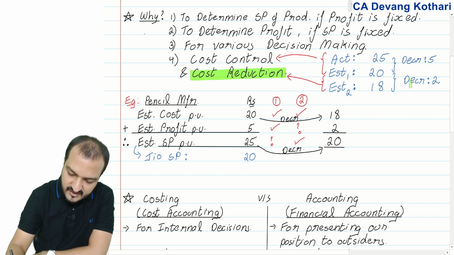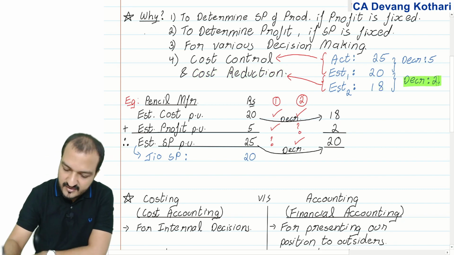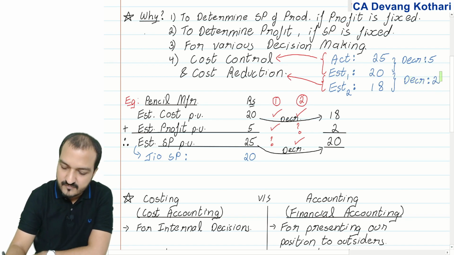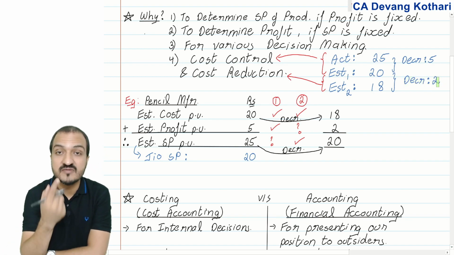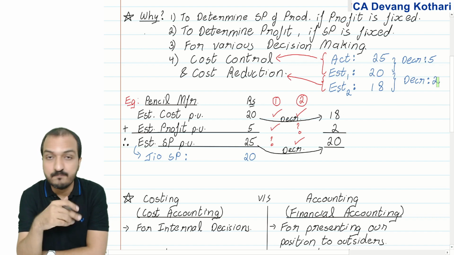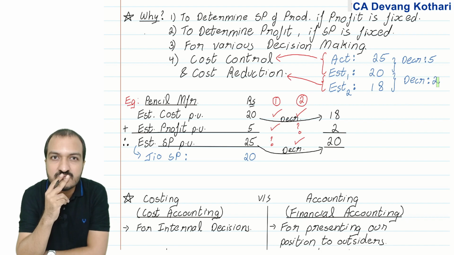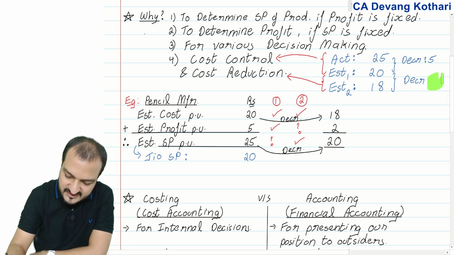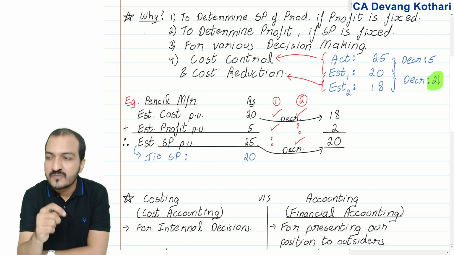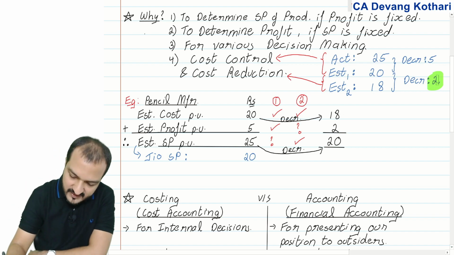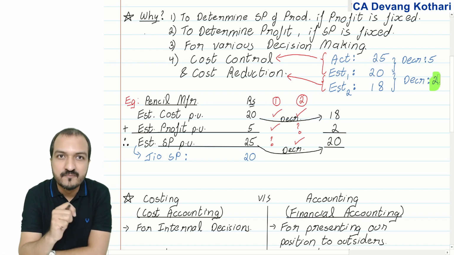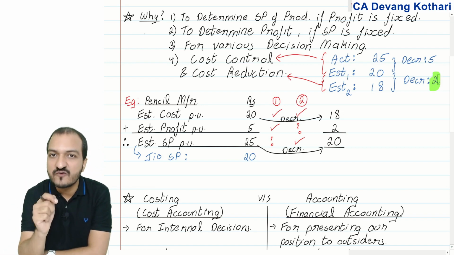Tell me, can I decrease that 20? Can I decrease this 2 rupees by preventing mistakes, by improving efficiency, by decreasing wastage of material? No. No, this 2 rupees decrease cannot happen by preventing mistakes. This 2 rupees decrease cannot happen by decreasing wastage of material.